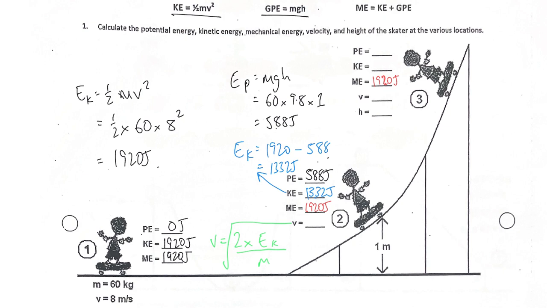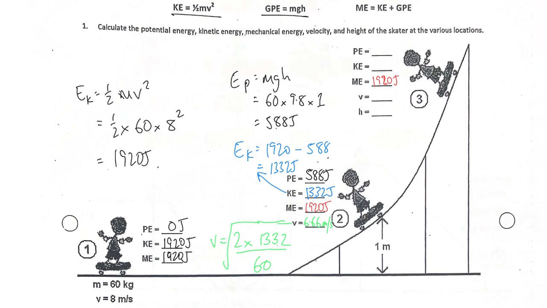So it is going to be 2 times 1332. That's his kinetic energy. It's only the kinetic energy, not the mechanical energy. Then divided by his mass, 60. So 2 times 1332 divided by 60 is 44.4. Is that it? Is it 44.4 meters per second? No, I've got to square root the answer, which makes it 6.66 meters per second.